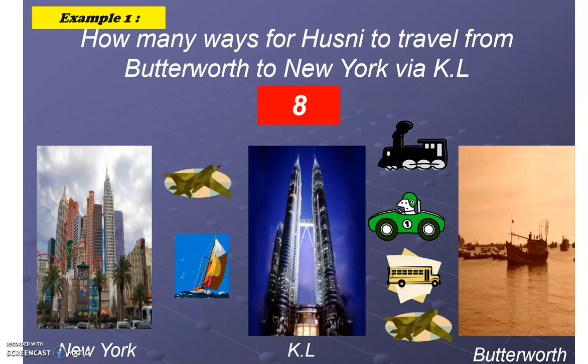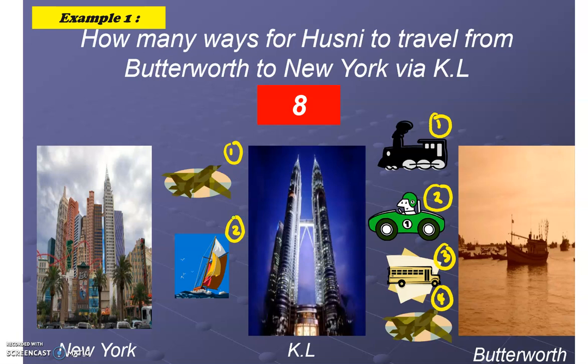Okay, in how many ways can Husni travel from Butterworth to New York via KL? Okay, maksudnya dia transit dekat KL, ada berapa cara Husni boleh ke New York. Okay, kalau perasan dekat sini dia ada 4 kenderaan yang boleh digunakan daripada Butterworth to KL. This is the first one, second one, this is the third one, and this is the fourth one. Okay, and then daripada KL to New York dia ada 2 kenderaan yang dia boleh guna. This is the first one and this is the second one.